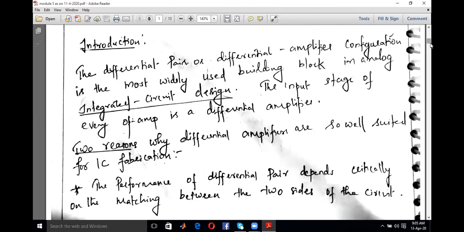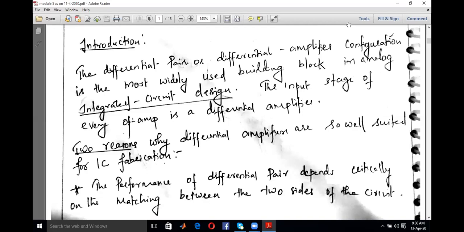So as the name suggests, a differential amplifier is a configuration where the amplifier is able to amplify the difference between the two signals. Obviously you have two inputs. One input will be provided to the gate of the first transistor. The second input will be provided to the gate of the second transistor, or second MOSFET. And the difference between these two signals is going to be amplified. So that's the specialty of the differential amplifier.